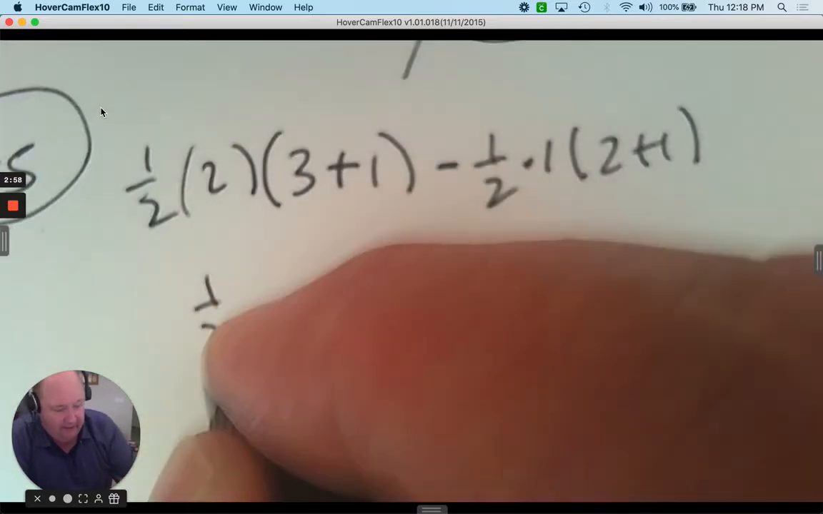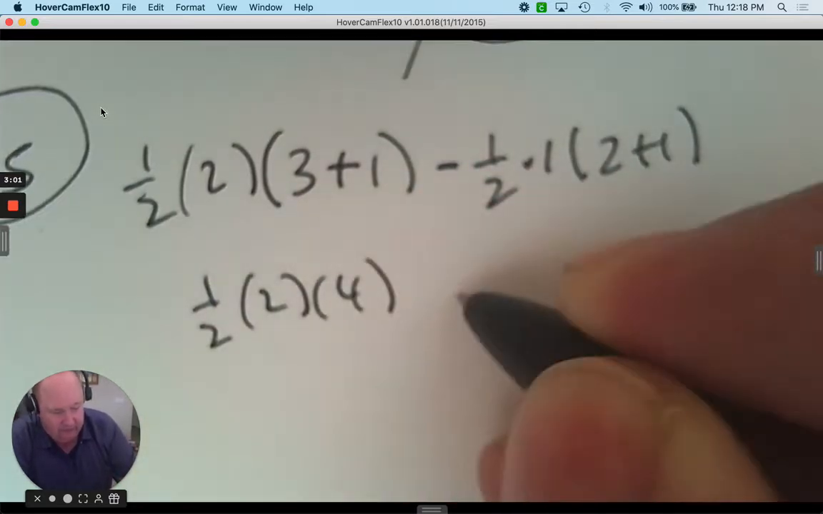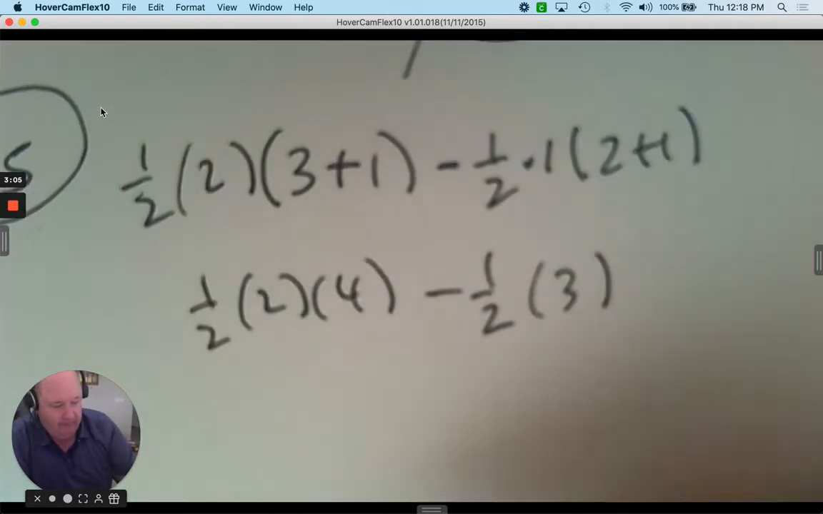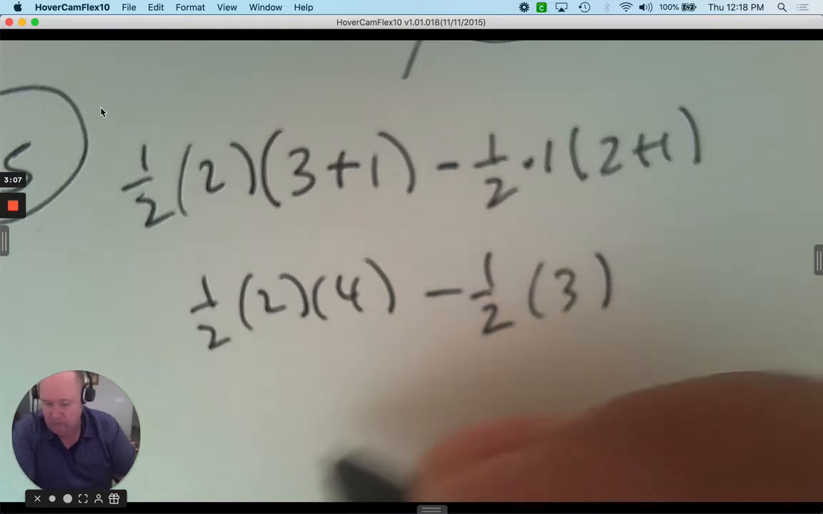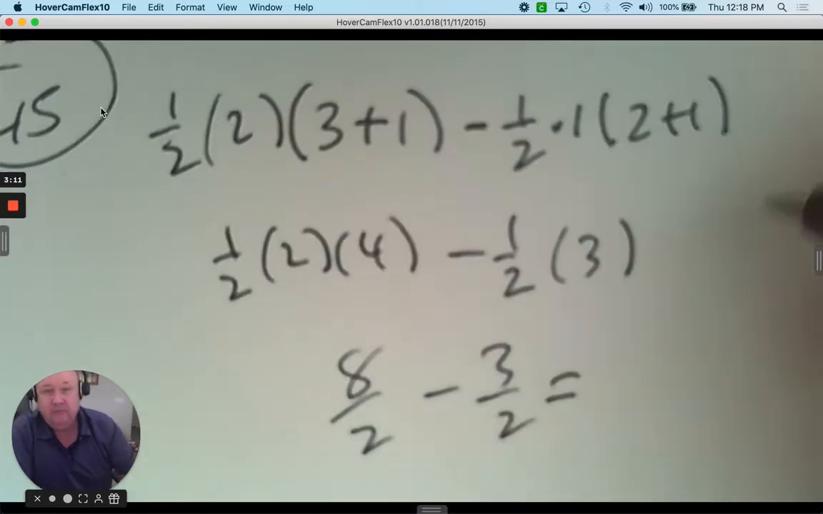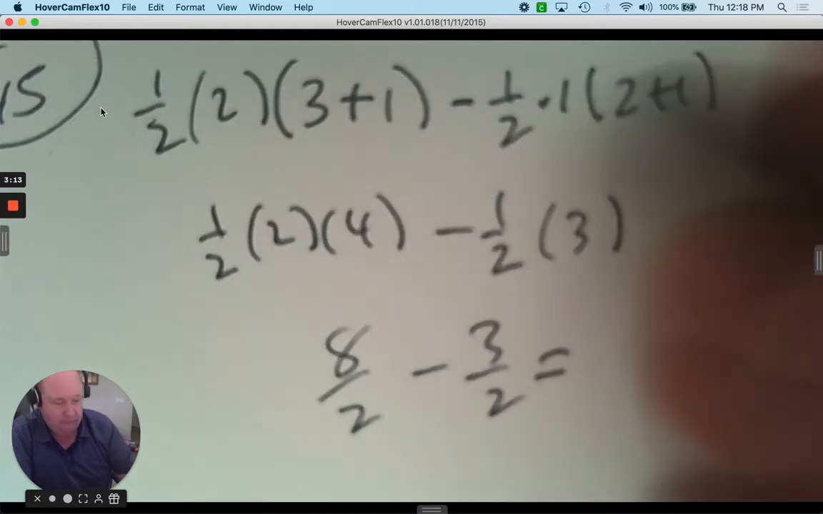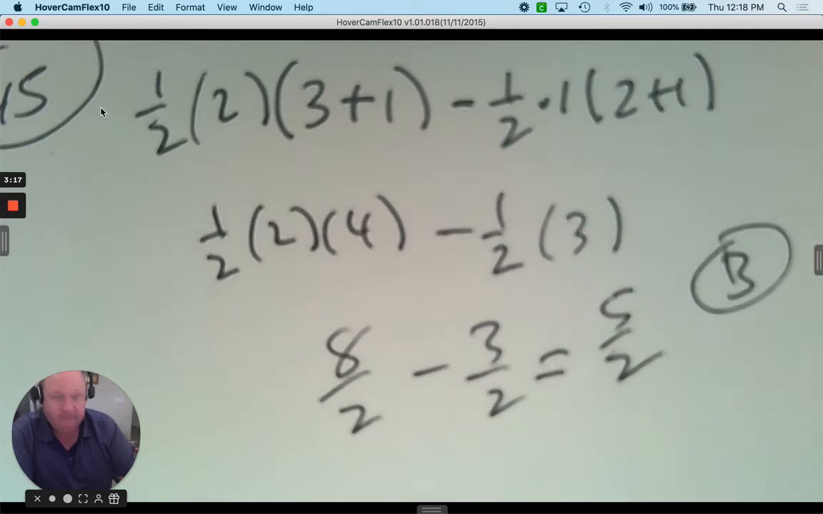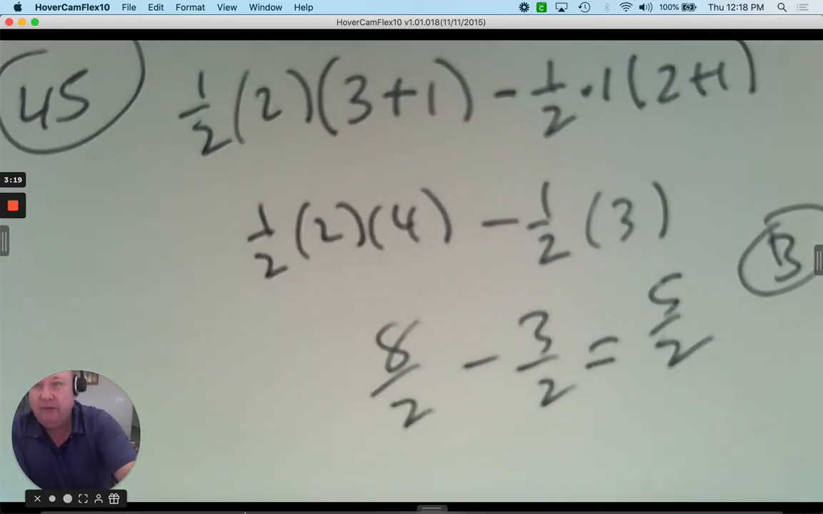So 1/2 times 2 times 4, minus 1/2 times 3. So it's 8/2 minus 3/2. Notice I kept common denominators. That's 5/2 or 2.5, and the answer is B. All right, number 46.